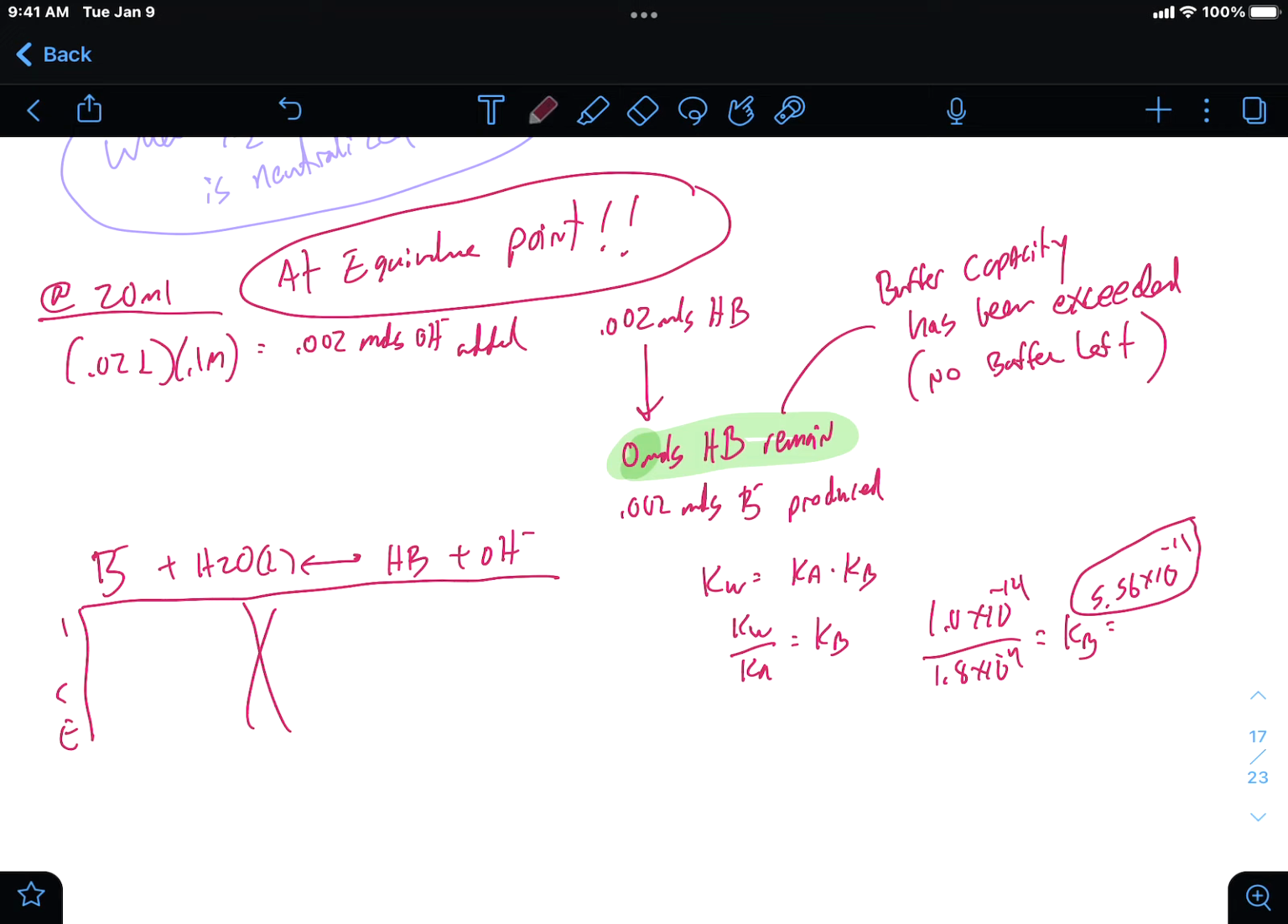We've got 0.002 moles of base that we need to divide by our cumulative volume. We added 20 milliliters and we had 10 initially, so our total volume is 30. So we're dividing 0.002 by 0.03. So 0.0667 is our initial concentration for the base. We enter zeros for our products because this is just the start of the reaction of the basic ion. Nothing is there yet. So fill out the rest.